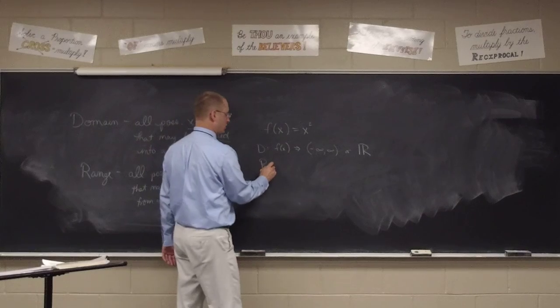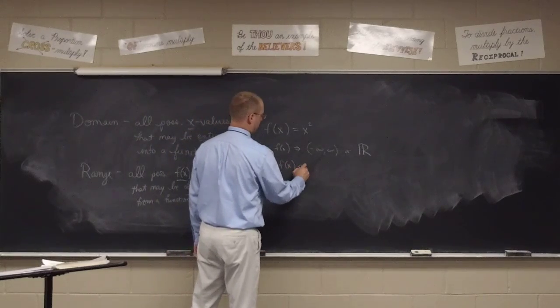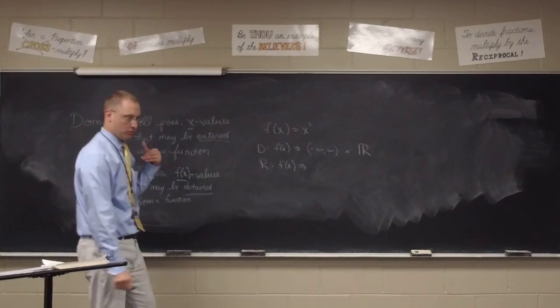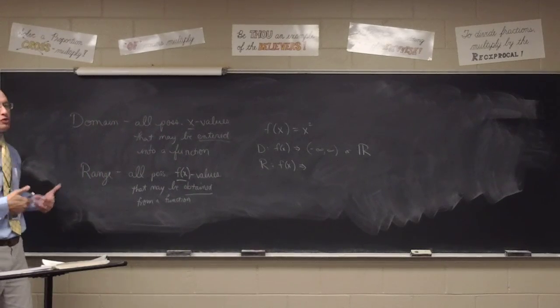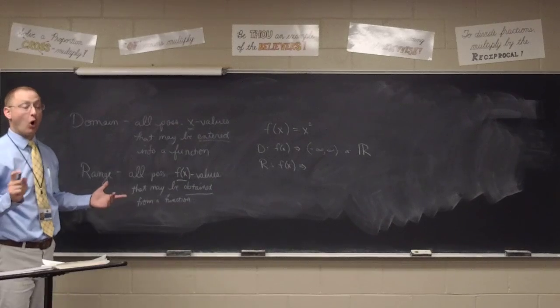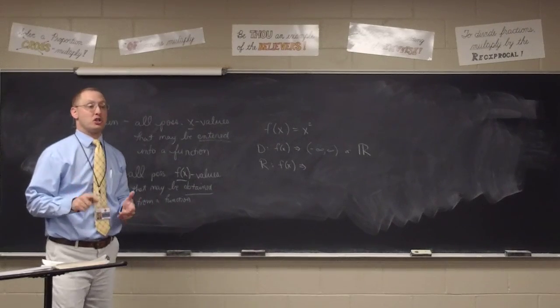All right, let's talk about the range. The range of f of x. What am I able to get out? So then you have to think, well, what kind of values do you get when you square? Positive. Only positives. Is there a limit to the kinds of positives?